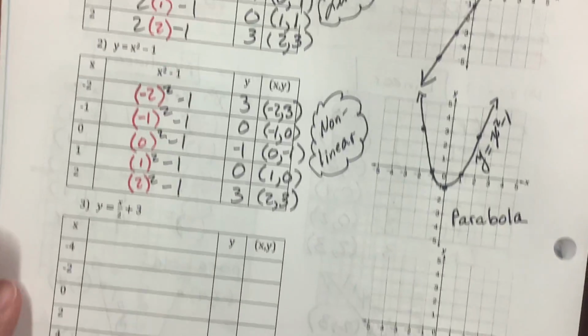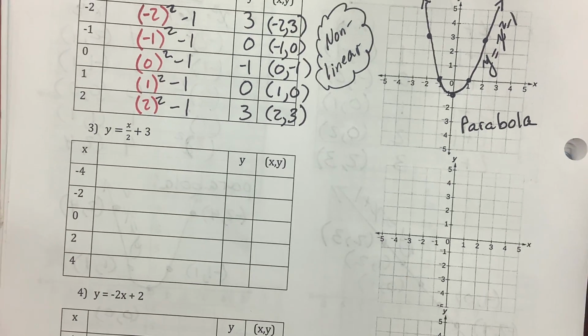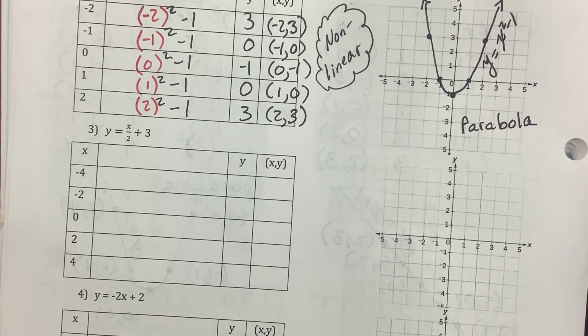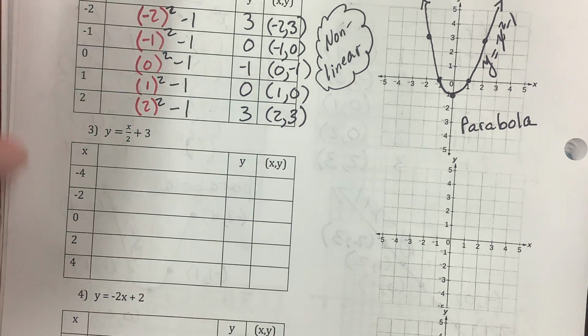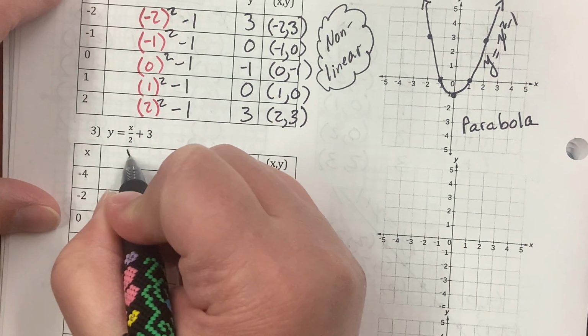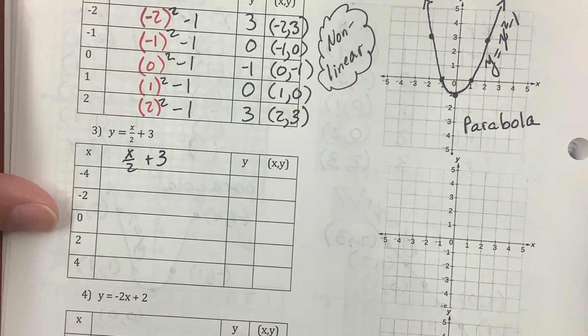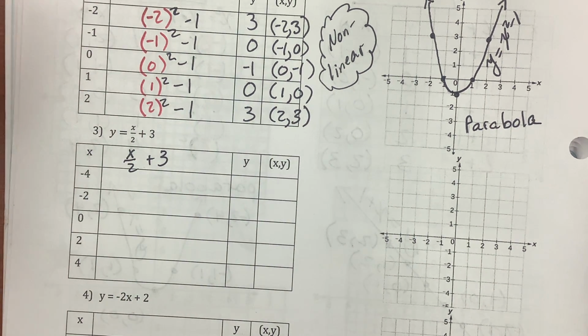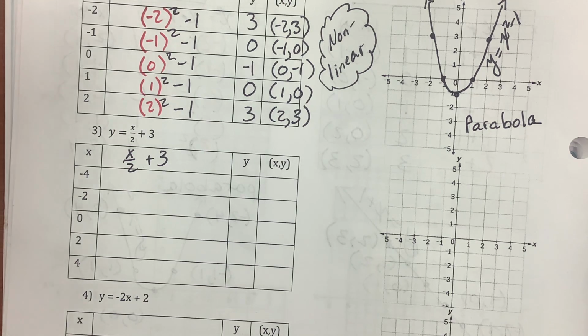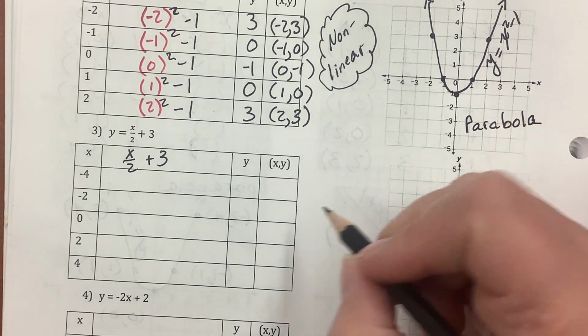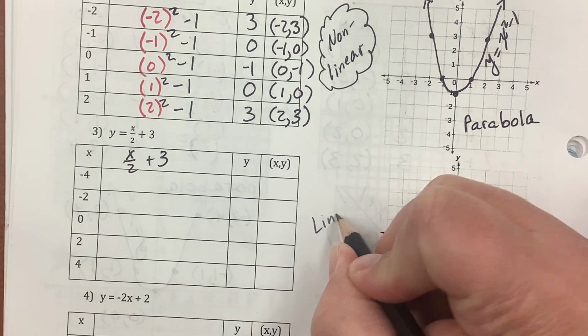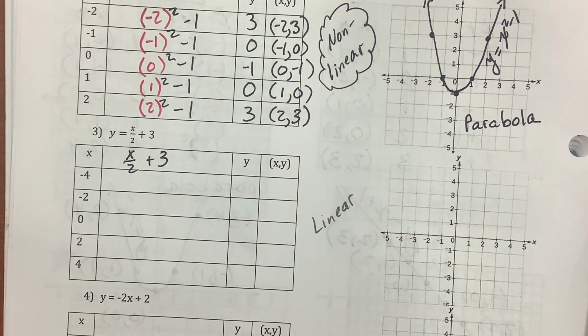Okay, down here. Ooh, fractions. Is that going to be linear or nonlinear? Let's find out. X over 2 plus 3. I could take a guess because I'm looking at this and I don't see any exponents. That means it's a bunch of invisible ones. So you know what? I'm going to write in pencil linear. I'm guessing, right? I think it's linear.